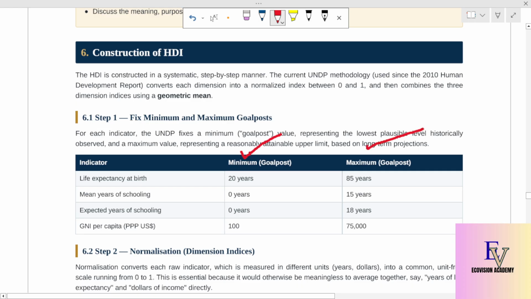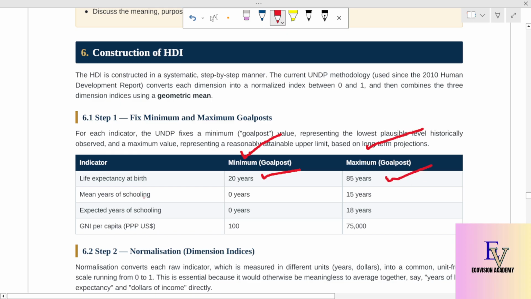We have to go for two things. What is the life expectancy at birth? What is the minimum life expectancy after a newborn infant came into the world? What is the minimum life expectancy he or she can get? Suppose it is 20 years. Okay, this is basically the rule. 20 years is the minimum goalpost, and the maximum he or she can live for 85 years.